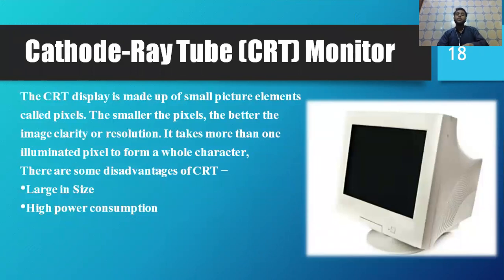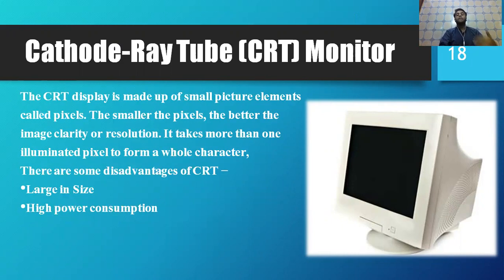Cathode ray tube (CRT) monitor. The CRT display is made up of small picture elements called pixels. The smaller the pixels, the greater the image clarity and the resolution. It takes more than a limited number of pixels to form the whole character. There are some disadvantages of the CRT.